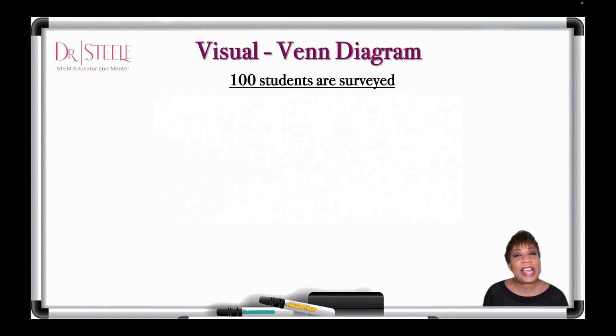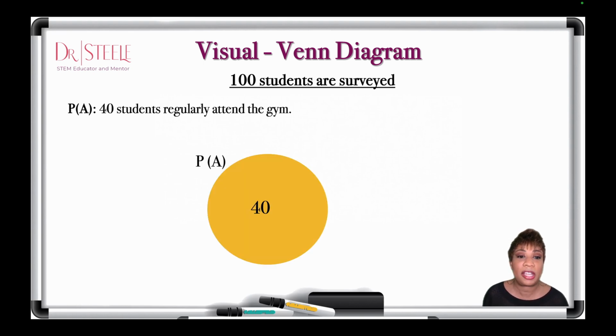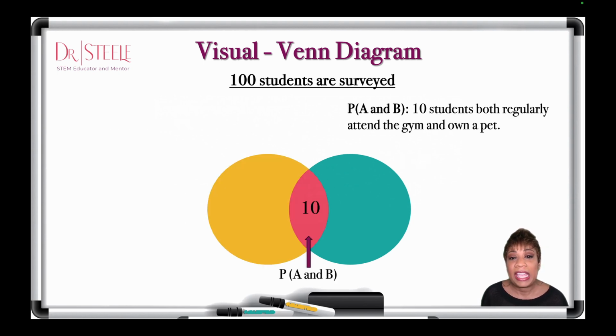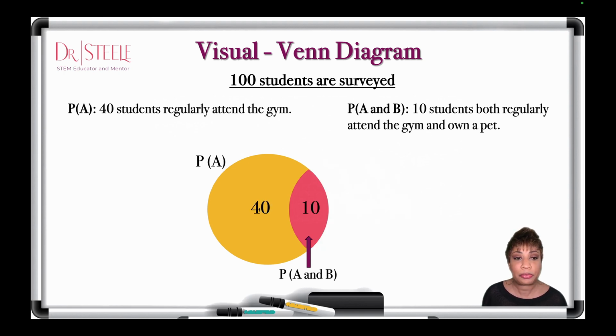All right, so let's do another example. We have 100 students surveyed. Probability of A is 40 students regularly attend the gym. Probability of B is 50 students own a pet. And the probability of A and B is 10 students both regularly attend the gym and own a pet. And so that's where we have that overlap. So that's why we have that 10 in that pink section.